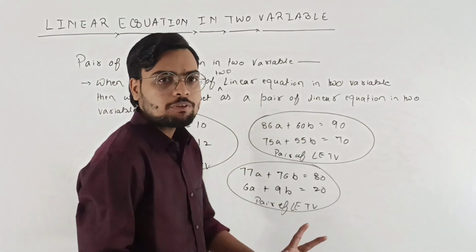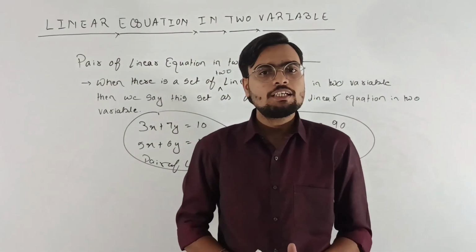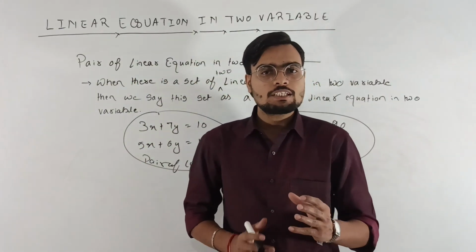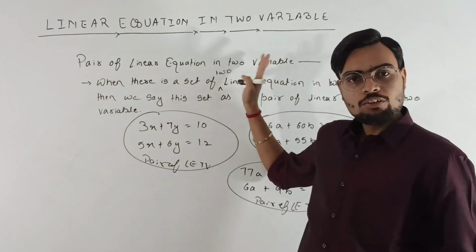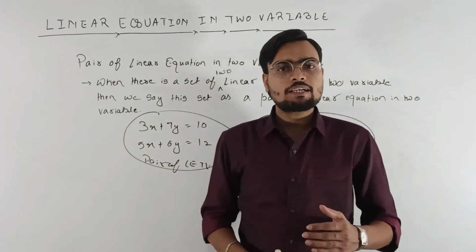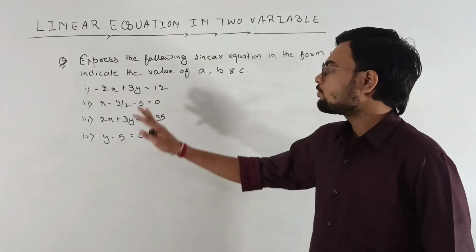Okay, I hope you all understood what a linear equation in two variables is, what the general form of a linear equation in two variables is, and what a pair of linear equations in two variables is. Now let's practice some questions related to this. This is our first question.